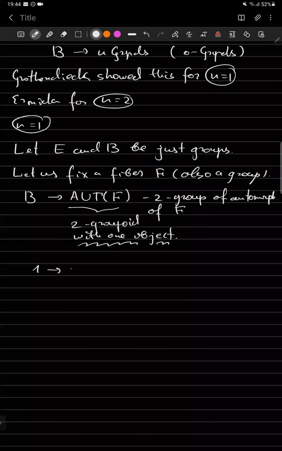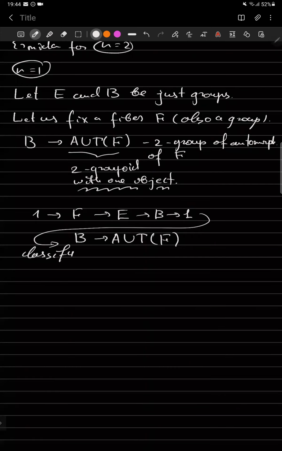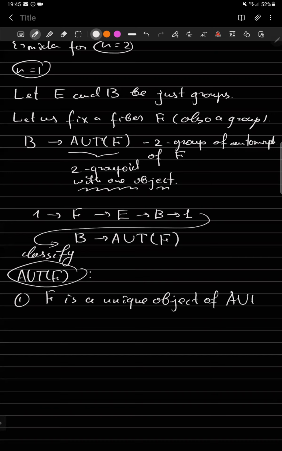So algebraically, we're saying that all extensions of the following form are classified by functors from B to automorphisms of F. They classify these extensions. So let us describe this category Aut of F more explicitly. First, F is the unique object. This is quite unsurprising, since this Aut of F is supposed to act on F, and F is precisely the thing that this whole category acts on.